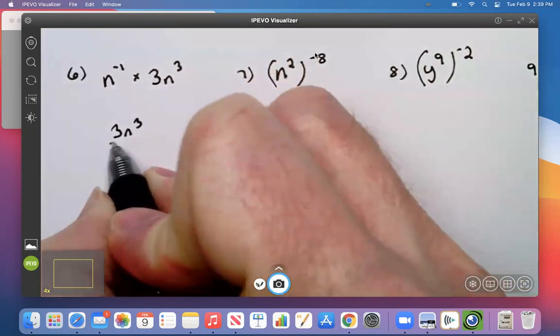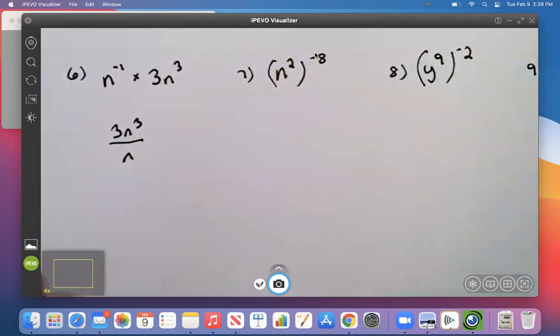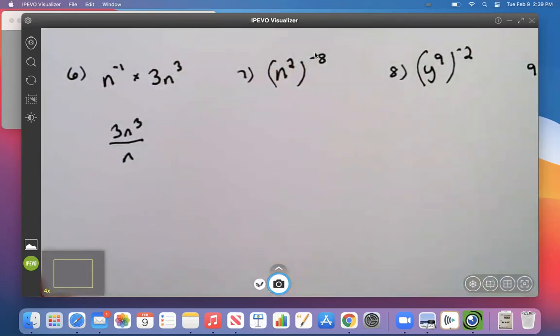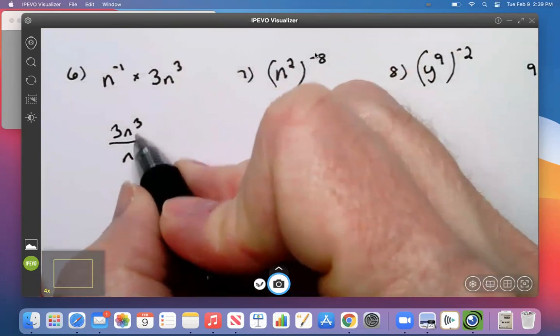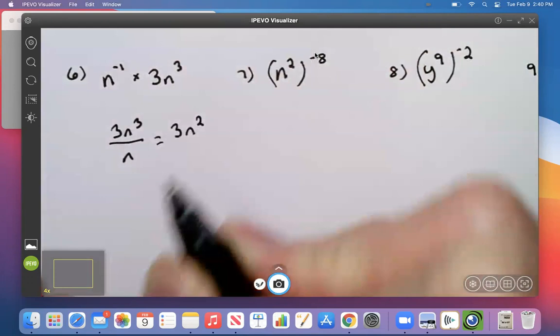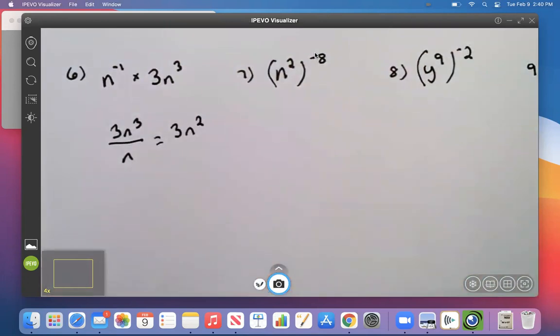On number 6, need to move that to the bottom. That had the negative 1 exponent. Then I subtract 3 minus 1, which gives me 2. And your answer is 3n squared. Number 7.